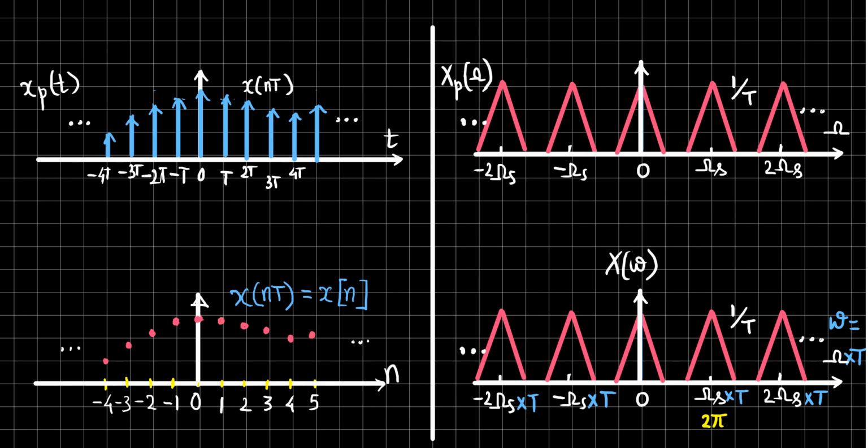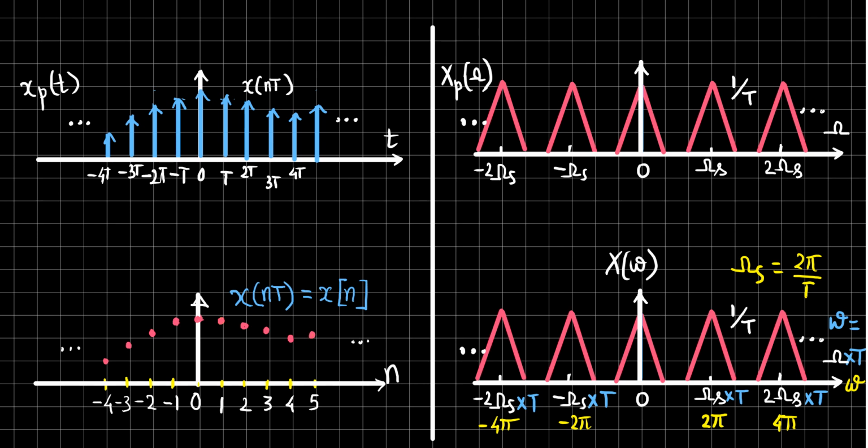this is equal to 4 pi, this is minus 2 pi, this is minus 4 pi, and so on. Why? Because this omega s is 2 pi by T, and just because we are scaling that with a factor of capital T, it is going to be 2 pi. So now this axis is omega axis.